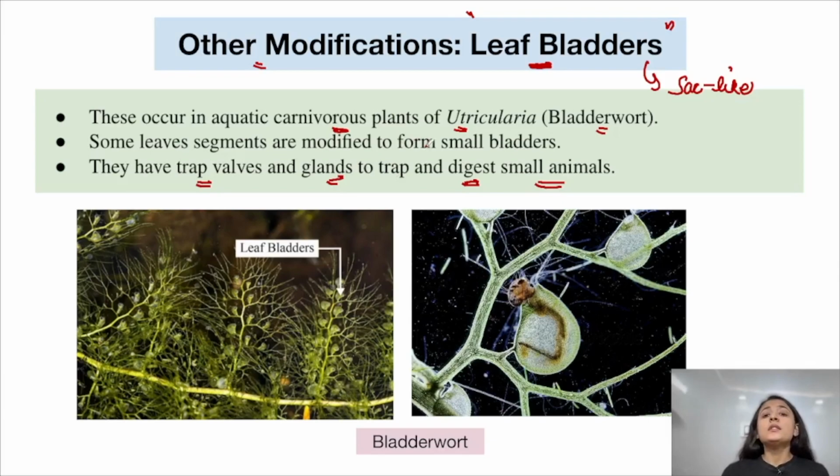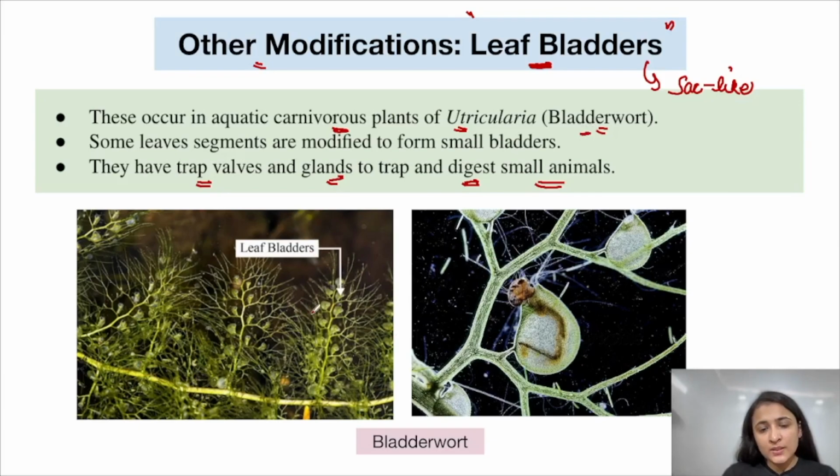Okay. So just like Nepenthes was a carnivorous plant, an insectivorous plant, similarly utricularia is also a carnivorous or an insectivorous plant. As you can see in this image, numerous bladders, leaf bladders can be seen at intervals, at these places. So these structures are known as the leaf bladders. This is a bladderwort.